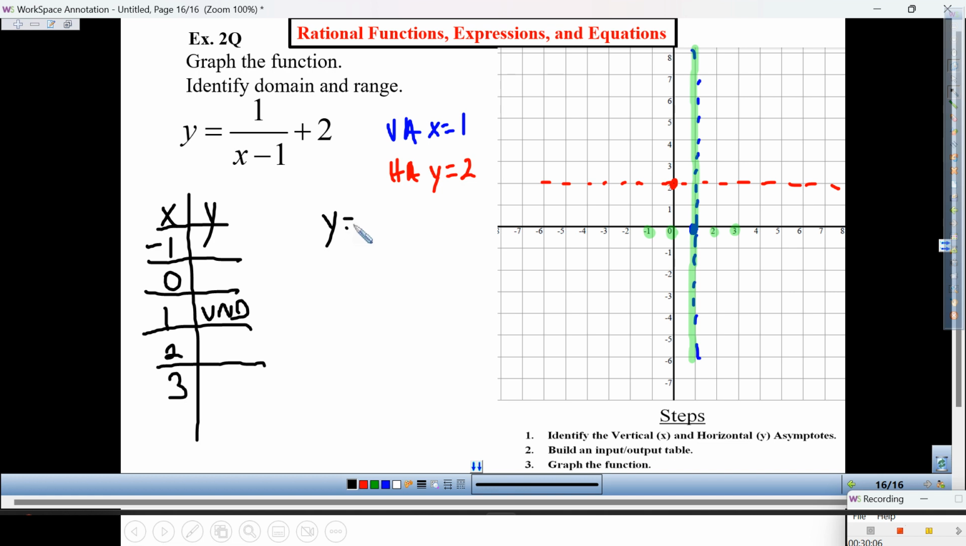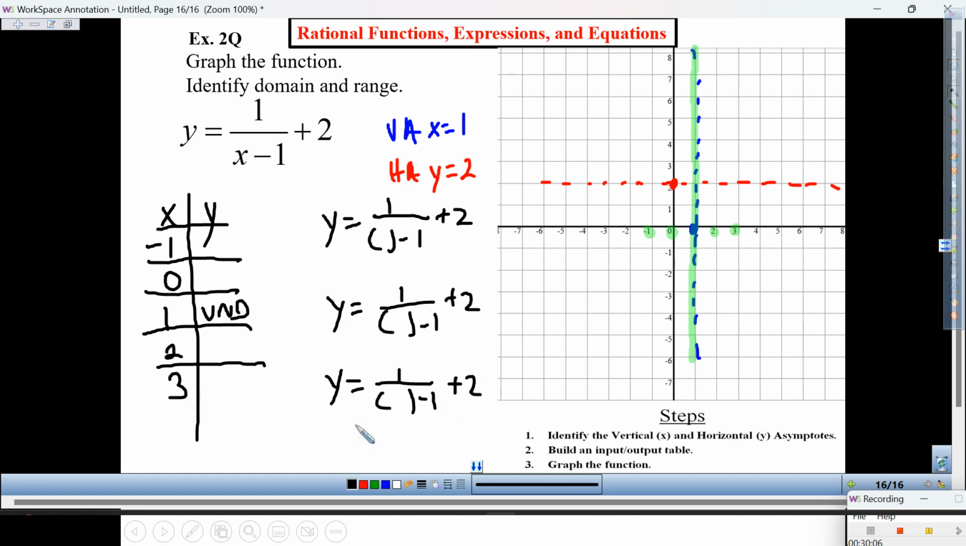All right, how do we get our values? Well, we substitute them in here. Y equals 1 over parentheses minus 1 plus 2. I'm going to write several of these so we can go a little bit faster. All right, let's start with our first value, -1. What is -1 and -1? -2. So that gives us -1/2 plus 2. So what is 2 minus 1/2? 1.5. Next value, 0. 0 minus 1 is -1. So what is 1 divided by -1? -1 plus 2, which is 1.